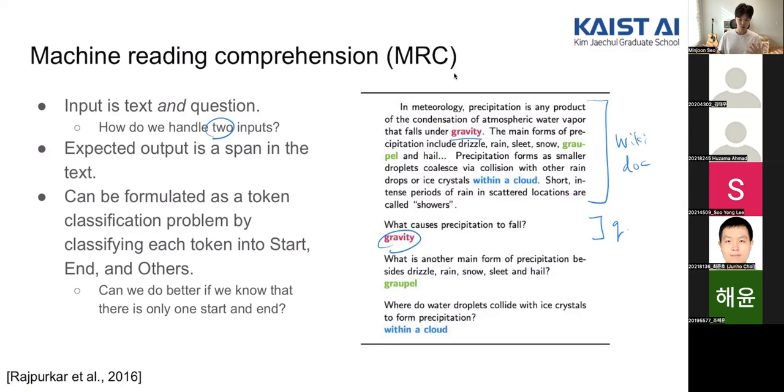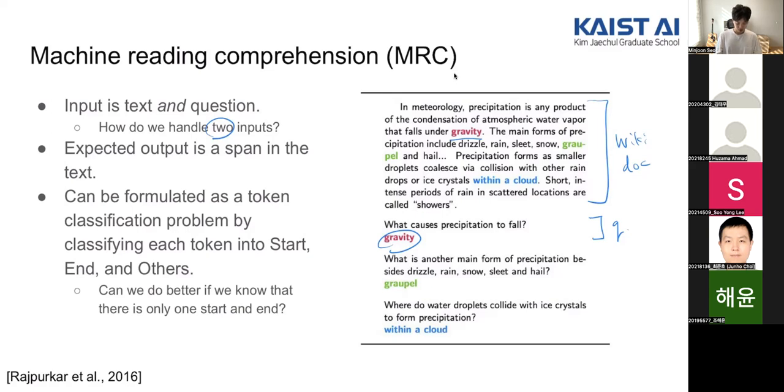So maybe you said something else and that might be true. Not just gravity is the answer, but there may be other answers too. And it's really hard to evaluate automatically if that answer is correct or not. So by enforcing the answer to be a span, it makes it very easy to evaluate because there are only a few possible answers anyway in the wiki document. So it's easier to actually enumerate all possible answers.